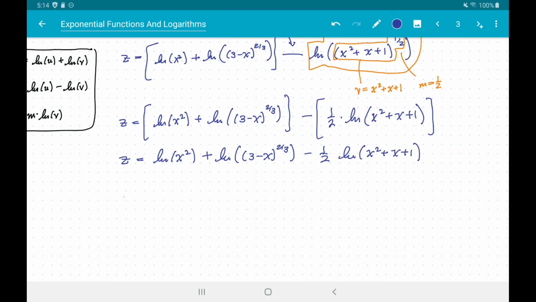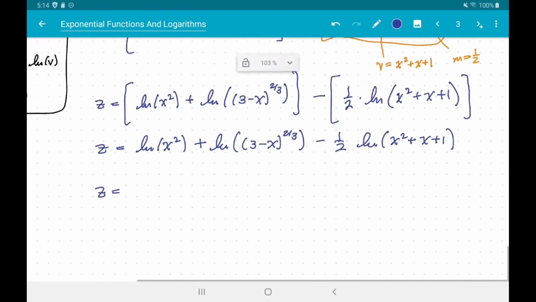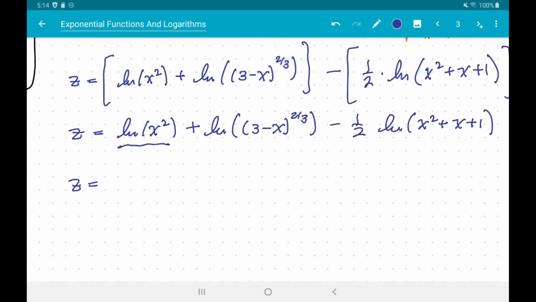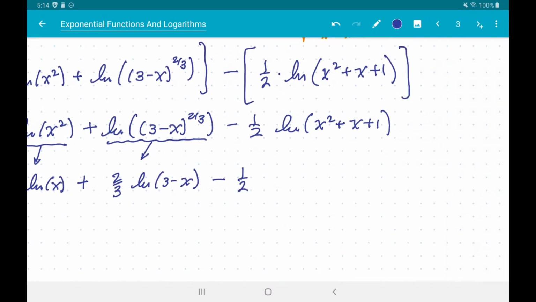Okay, now we've done these a couple of times, so from here on out, things are fairly straightforward. I hope you understand how to do this take apart now. That comes apart into 2 ln of x. And then if I want to take that apart, that comes apart into 2/3 ln of 3 minus x. And I'm going to leave the rest of this in place.